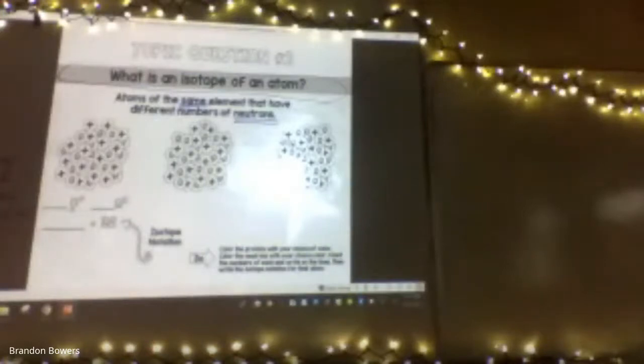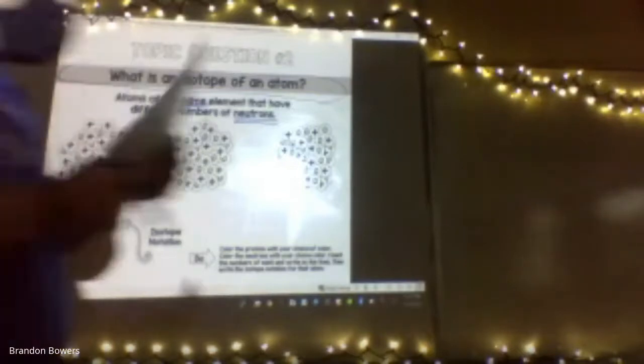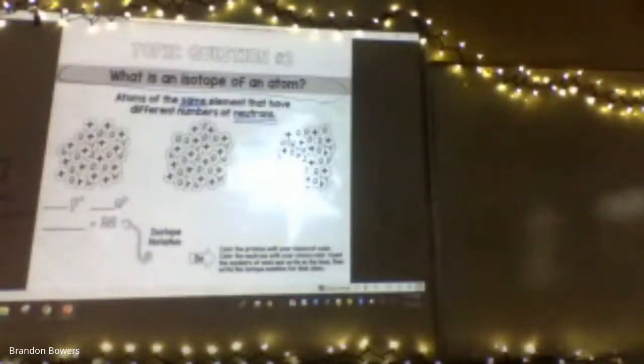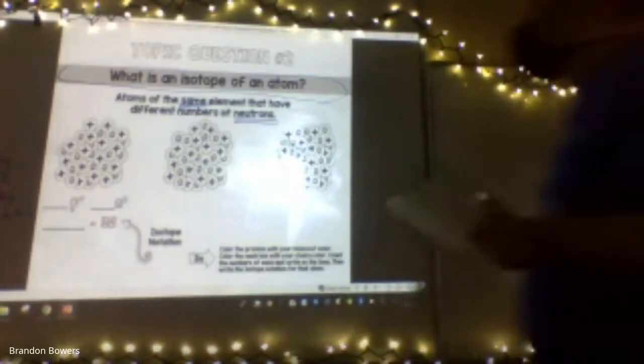At the bottom it says, color the protons with your choice of color, then color the neutrons with your choice of color, and then count each and write them on the lines. So we're going to do some coloring in. Color all the protons in, color all the neutrons in, count them. Let's try this out.